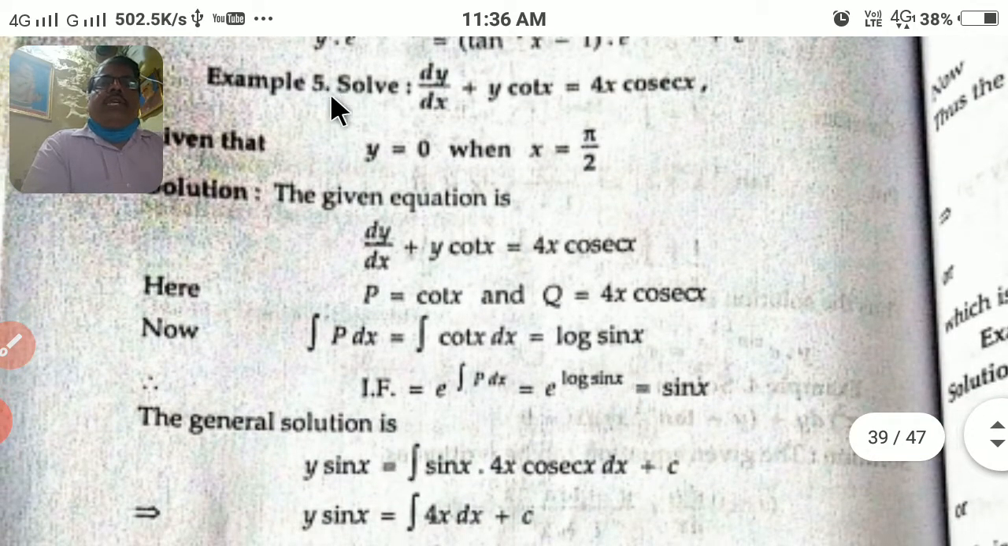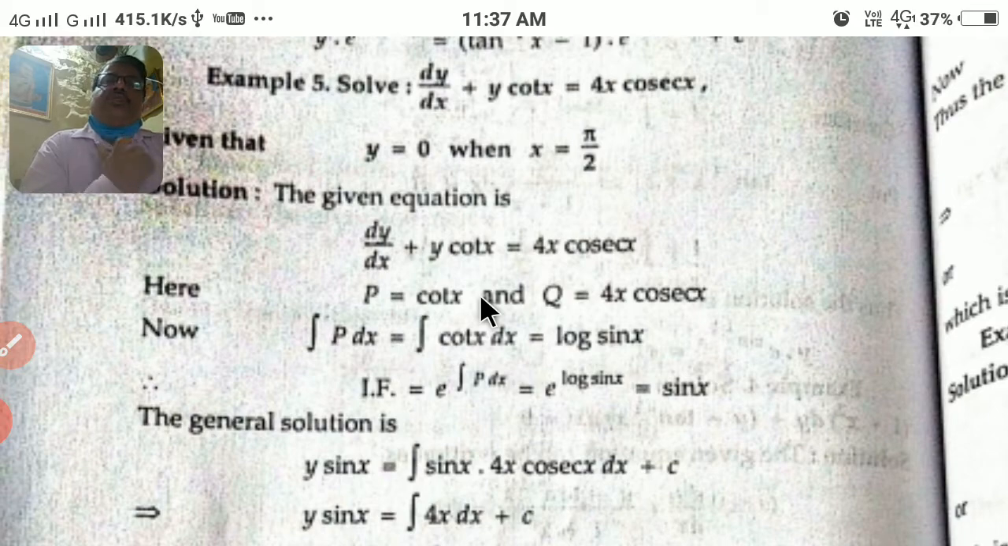Similarly, another problem we have here: solve dy by dx plus y cot x equal to 4x cosec x, given that y is 0 when x is equal to pi by 2. Here the condition is given. First we solve the problem as we solved in the last class problems. After getting the solution, we use this condition to find the value of the constant. After finding the constant, we substitute its value in the same solution, which gives the complete solution of this equation.